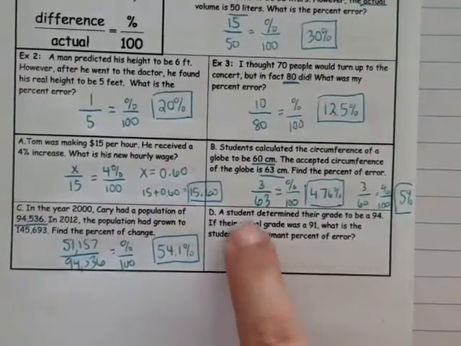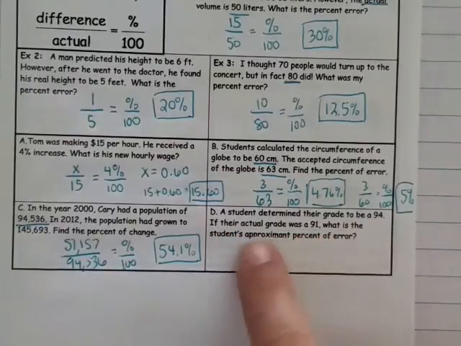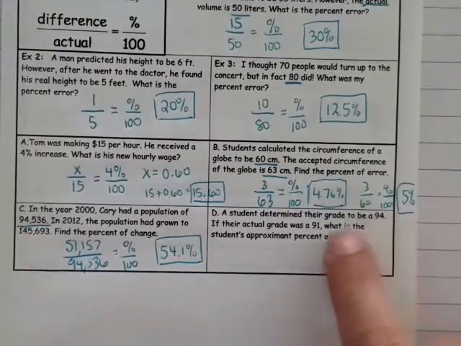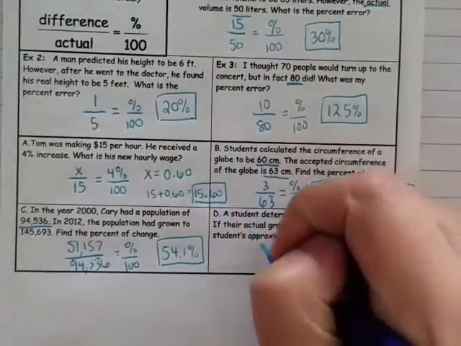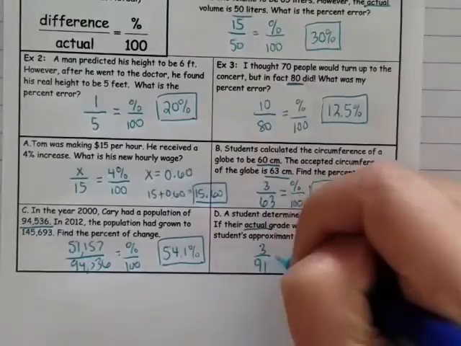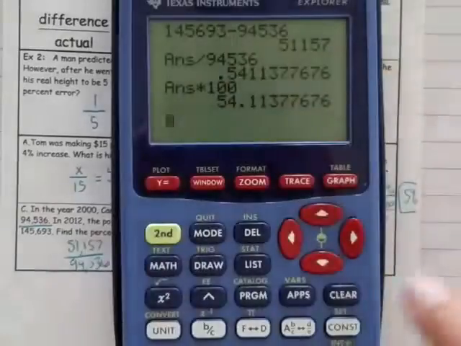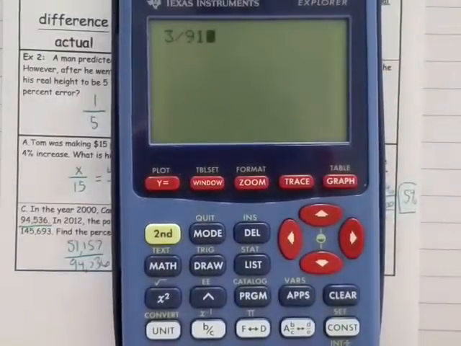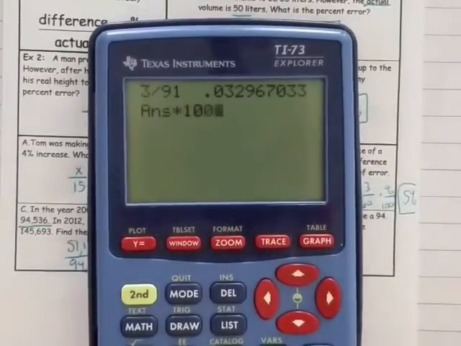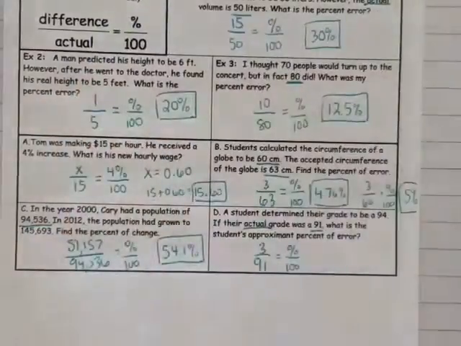And then D, a student determined their grade to be a 94. If their actual grade was 91, what is the student's approximate percent of error? So they thought it was going to be a 94, but it actually was a 91. So they were off by 3 points. The actual is 91, so that's what I'm going to use. So then 3 out of 91 is this as a decimal, and then to change that to a percent, just multiply by 100. So the student was off by, let's go to the 10th place, 3.3%.